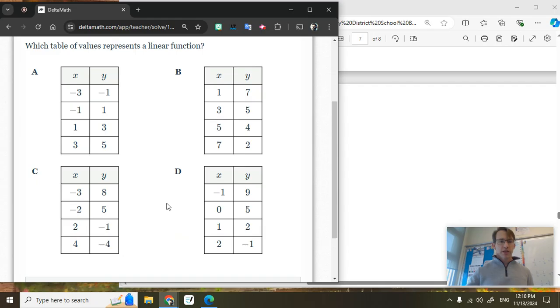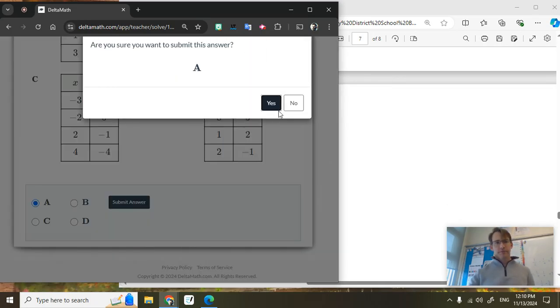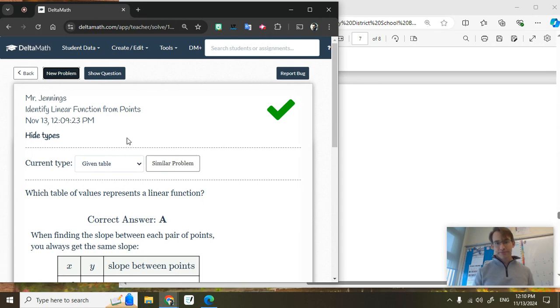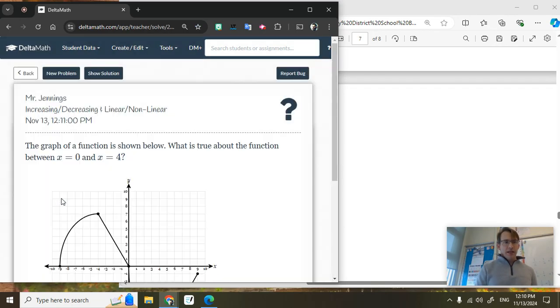A is linear in this case, so we'll choose A. Yeah. Hooray. All right, so that's identifying functions from points. Let's take a look at this one.